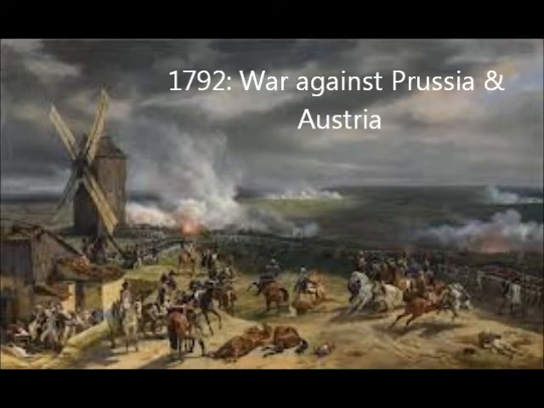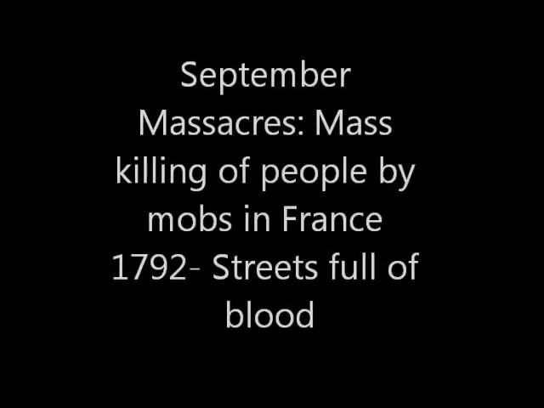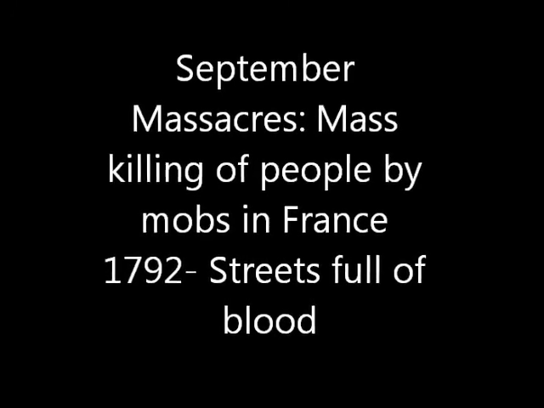There were mobs of people during this war period who continued to look for monarch sympathizers around France, and these mobs would execute the people on the spot. In fact, several executions in September of 1792 became known as the September Massacres. Things were really getting out of control during this revolutionary period in France following their initial revolution.